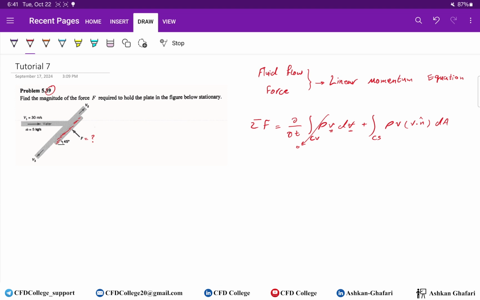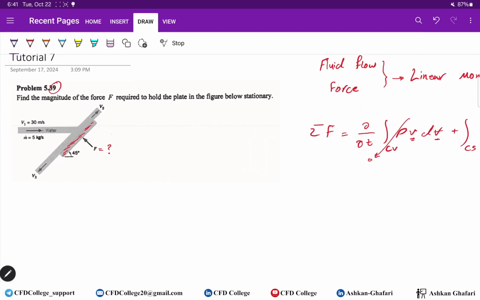The first one is to draw the control volume. So first step is to draw the control volume. This is the control volume I pick. So if I draw it here, we have this control volume.